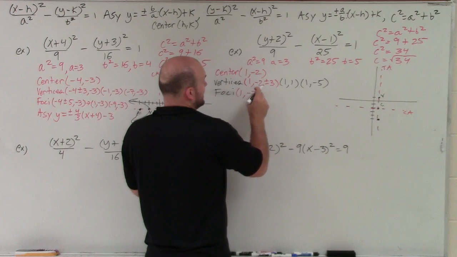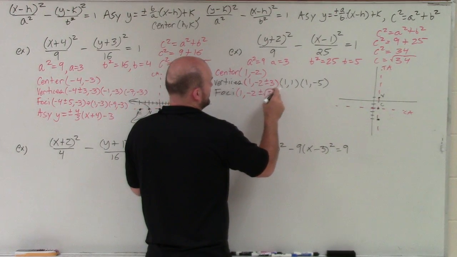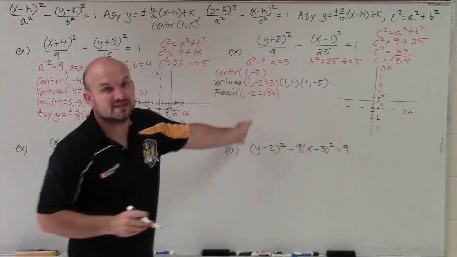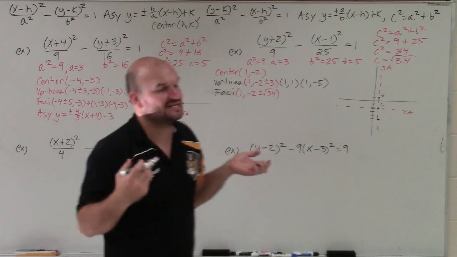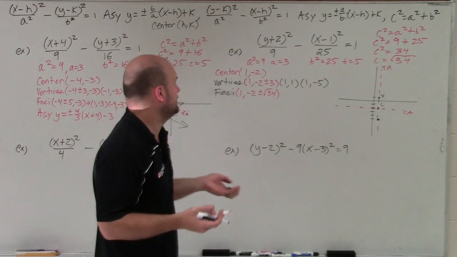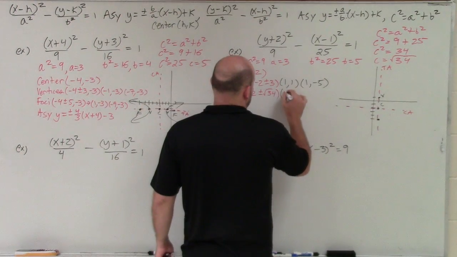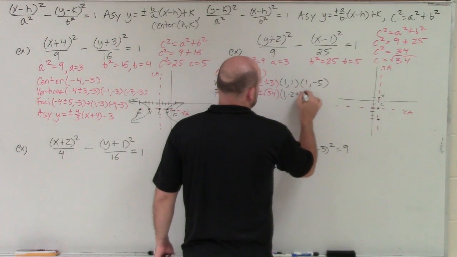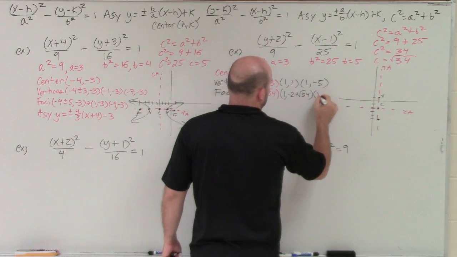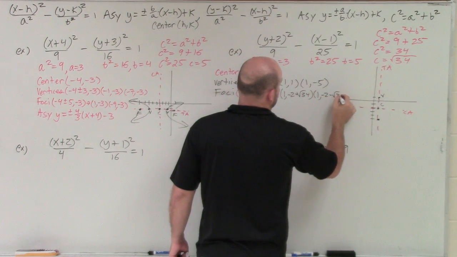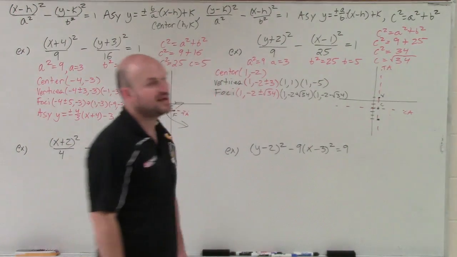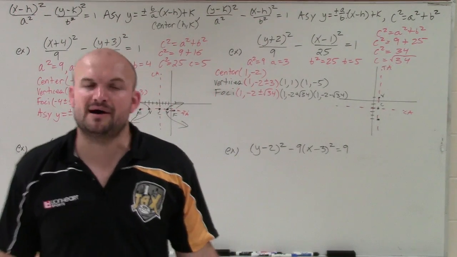1, -2 plus or minus the square root of 34. Now, I prefer just to leave it like this because that's going to give you some decimal approximations, which, you know, that's perfectly fine. However, you can break it apart into 1, -2 plus the square root of 34 and 1, -2 minus the square root of 34. Now, let's go and approximate what the square root of 34 is going to be about.